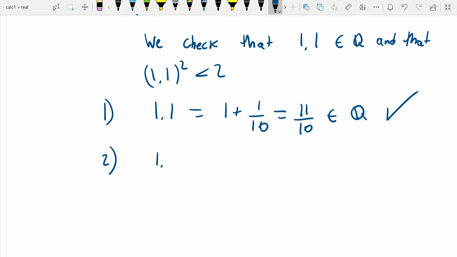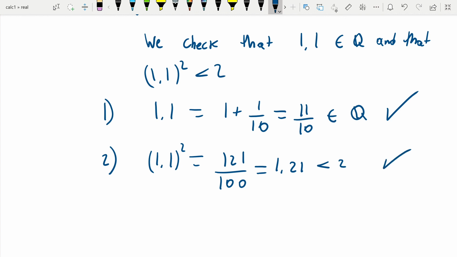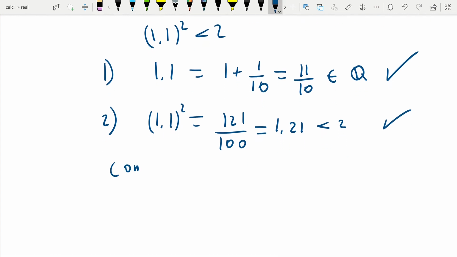And the second statement is that 1.1 squared is less than 2. This is the same as 121 over 100. And this is just equal to 1.21, which is then less than 2. So the conclusion here: 1.1 belongs to the set S.